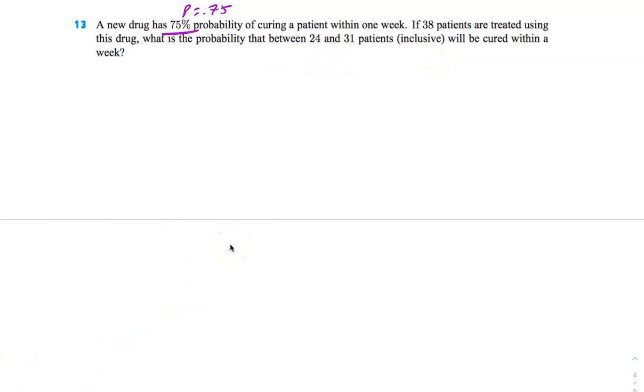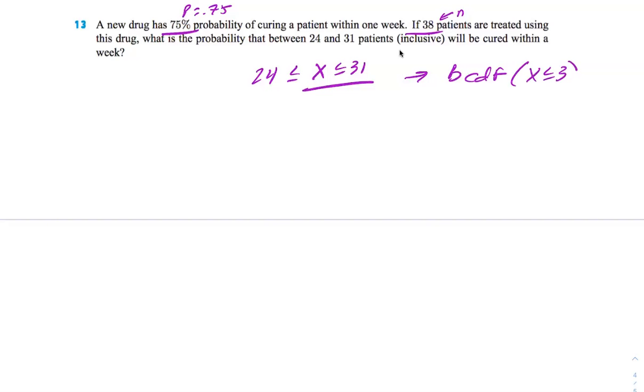So what's going on here? Is there n? The inclusive part makes this a little funky. So they want between 24 and 31 inclusive. So think about this. We want our x to be between 31 and 24, but inclusive. So how do we find this part? Easy. Binomial CDF, x is less than or equal to 31. So that'll give me from 31 all the way down. That's all CDF means. We're going 0, 1, 2, all the way to 31.